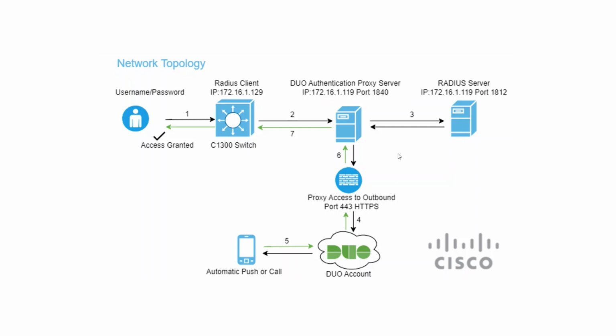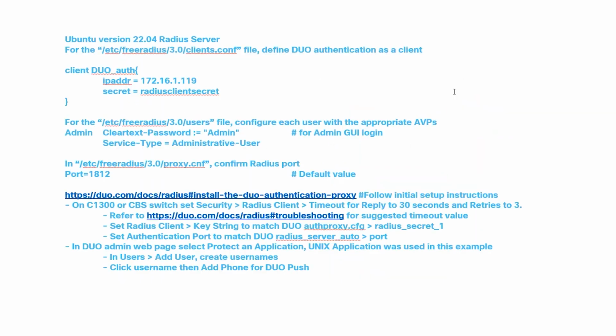After RADIUS authenticates the user, the request is then sent to Duo, passing through the firewall. An automatic push notification or phone call is then initiated to the user's device over the internet. Once the user accepts this push, the response is relayed back to the Duo Authentication Proxy server and then to the switch, where access is finally granted. Now I'll move on to the configurations.